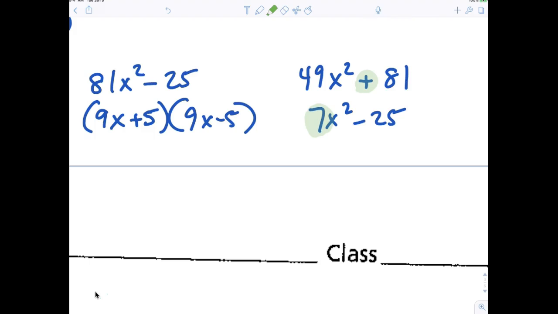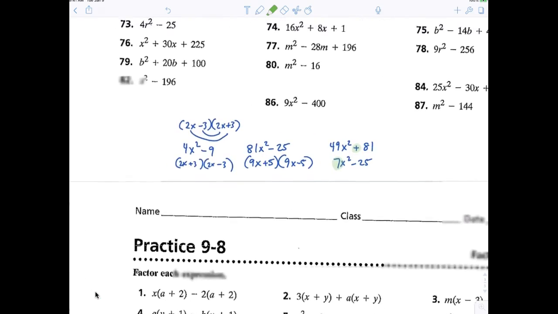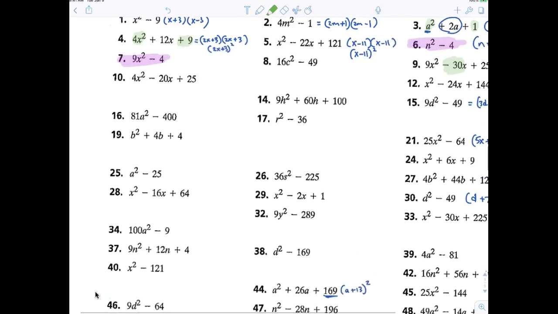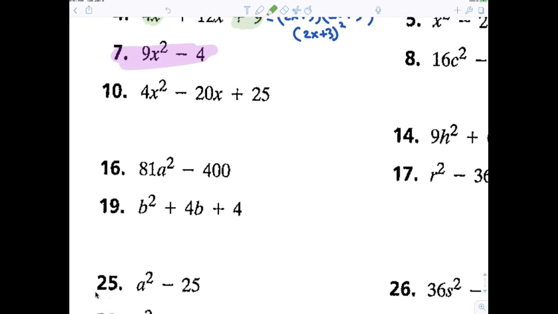Now that you paid attention, I'm going to randomly go down the first column, and you're going to tell me what the answers are. I'm going to skip some on purpose because we have another pattern that I have to show you. For example, everybody take a look at number 7. What would 9x squared minus 4 factor to? Tell me, Gavin. 3x minus 2, 3x plus 2. Does it matter if I put 3x plus 2 and 3x minus 2? No. The order of the plus and minus doesn't matter. Anybody have any questions?